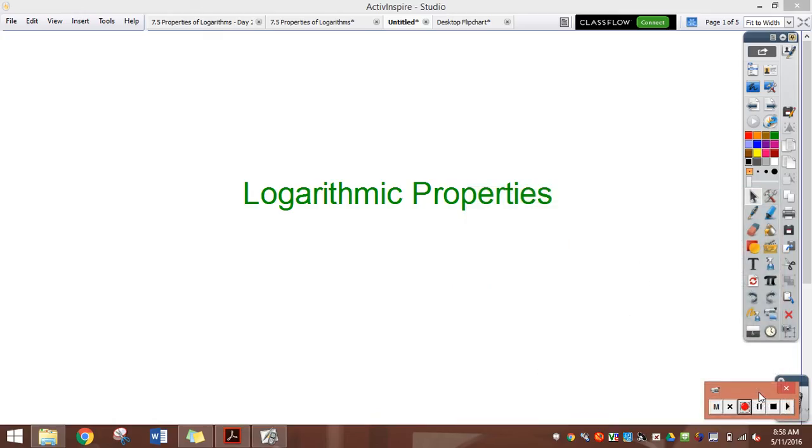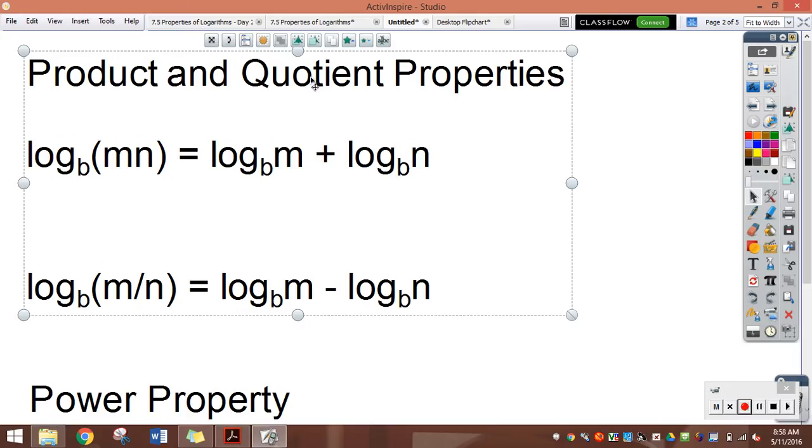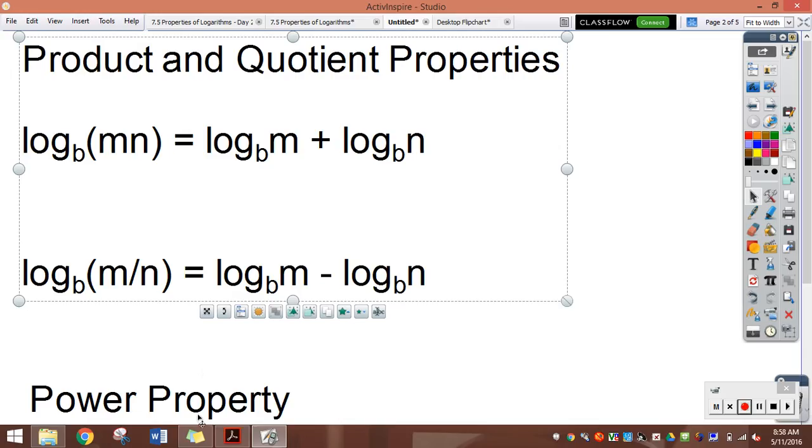Hello, this is Mrs. Taylor, and I'm going to walk you through the logarithmic properties and how to apply them. So the three properties we're going to use in class are the product and quotient properties and the power property.